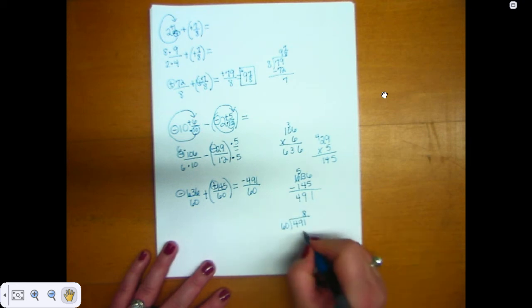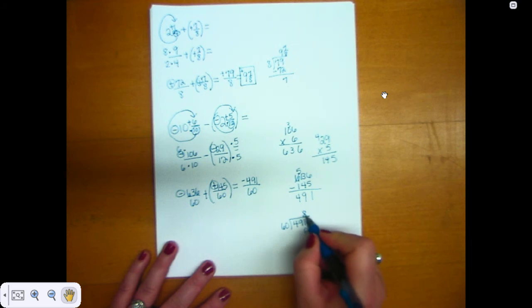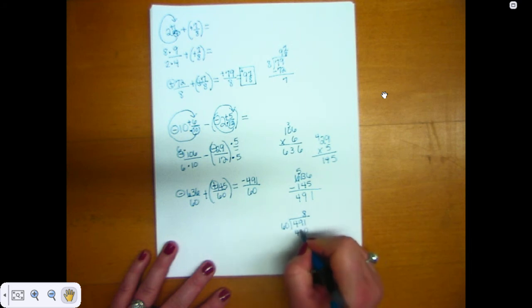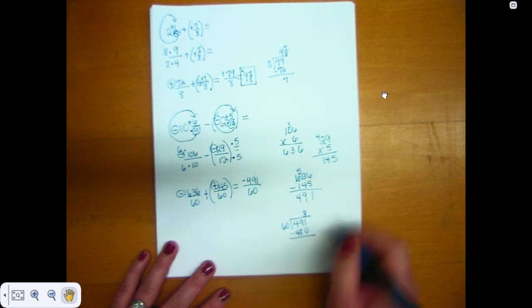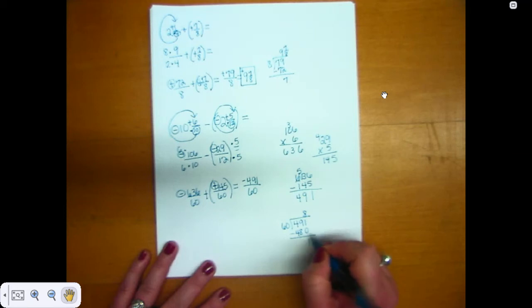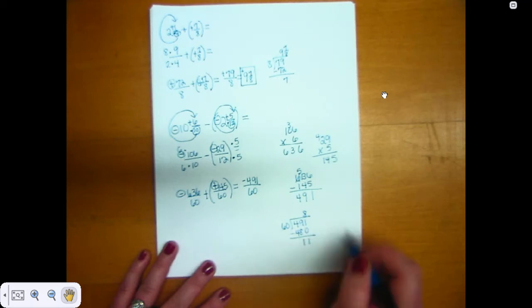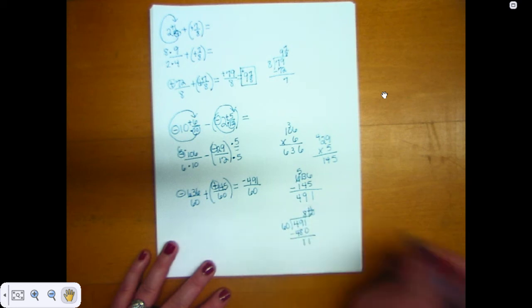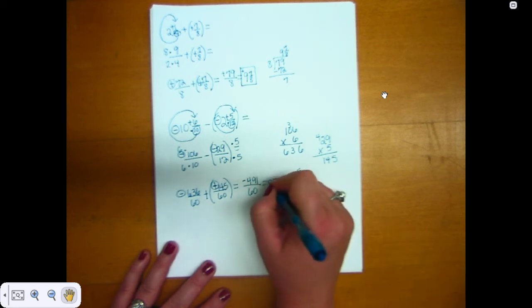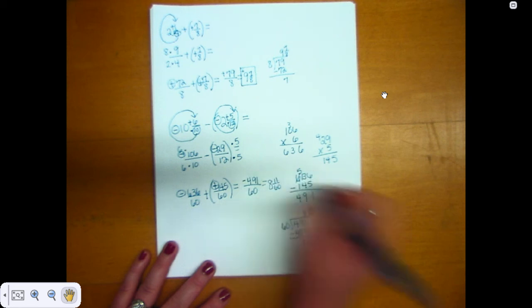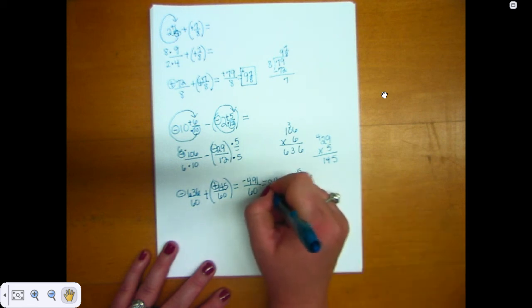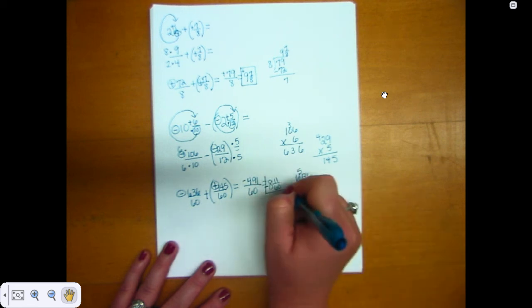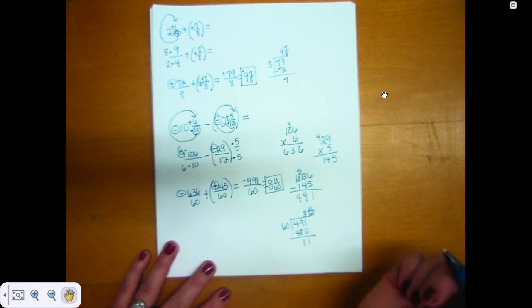8 times 0 is 0. 8 times 6 is 48. 1 minus 0 is 1, and 9 minus 8 is 1. So I'm left with 8 and 11 sixtieths. And again, don't forget your sign. So my answer is negative 8 and 11 sixtieths.